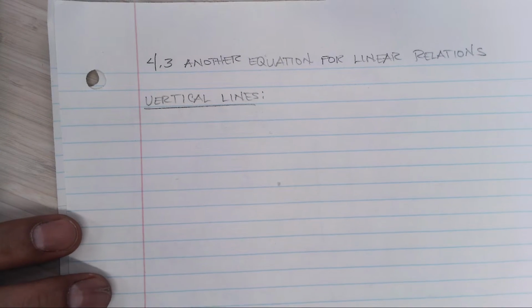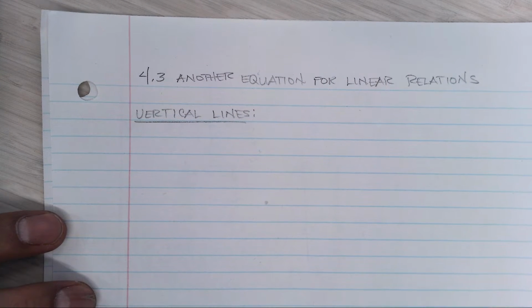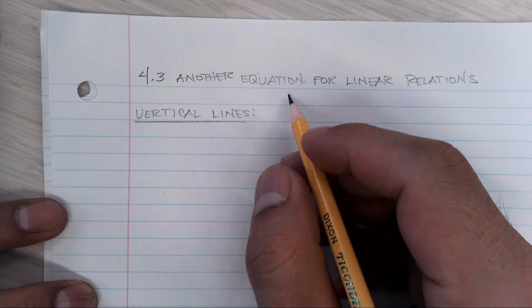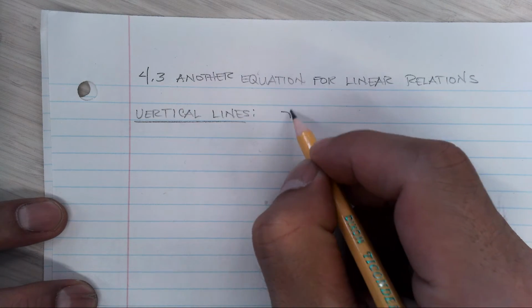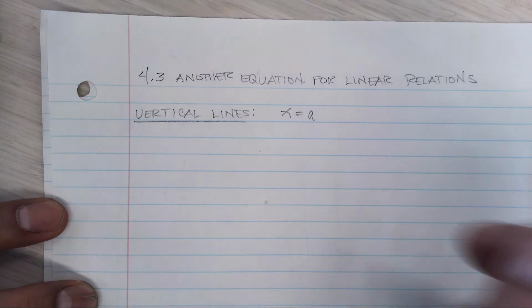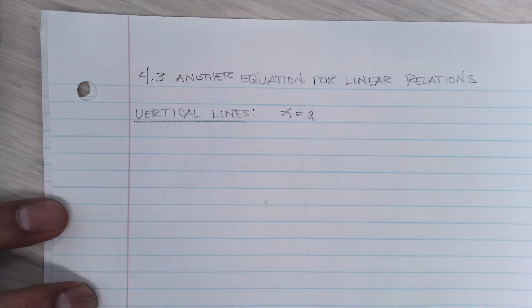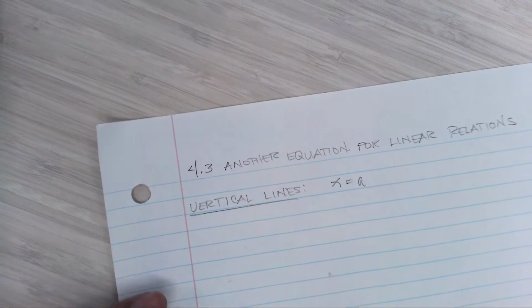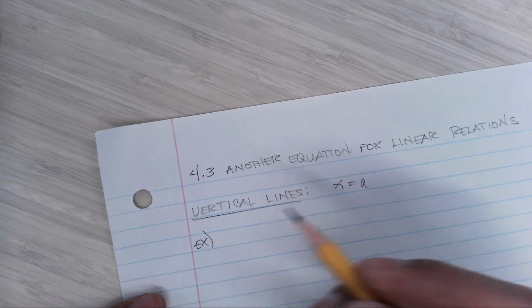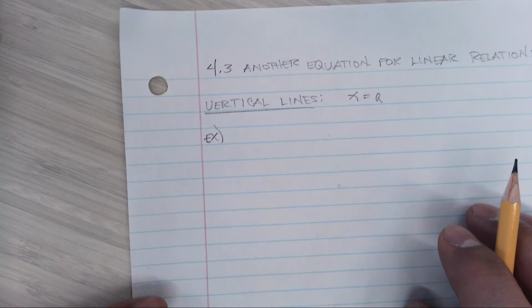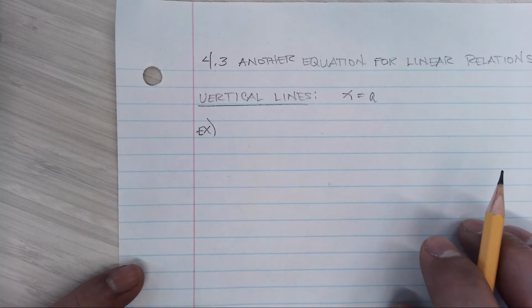So this is a quick review on 4.3. That's other equations for linear relations, starting with vertical lines. And as you know, or if you remember, vertical lines are x equals a, where a is any number. I don't have to write it down, but if you remember it, that's great. So in this video, we're just going to give you an example where we actually have to solve an equation for a vertical line.